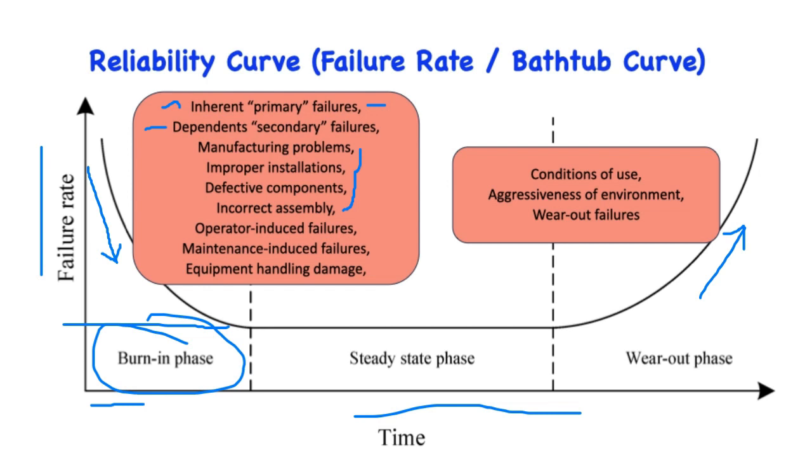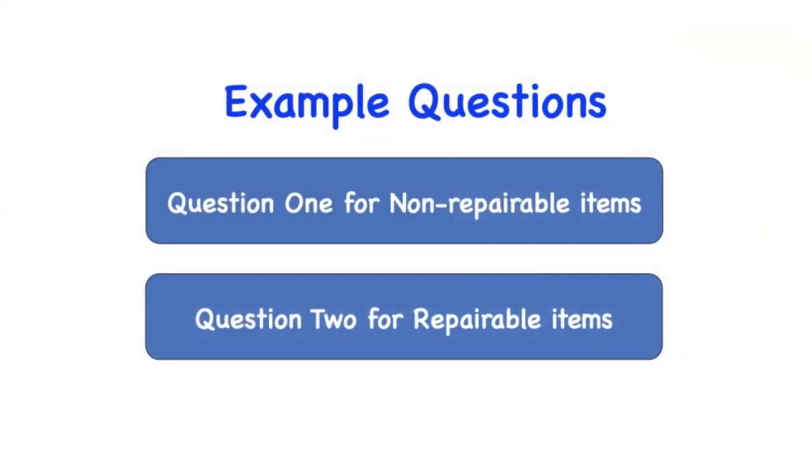Let's take a look at the wear out phase. Condition of use, aggressiveness of the environment, or wear out failures will be the cause for the wear out phase, my friends. Of course, these two reasons will be a cause for the steady state as well, my friends. Now, I will explain two examples. Question one for non-repairable items, and question two for repairable items. If you are ready, I will explain them for you.